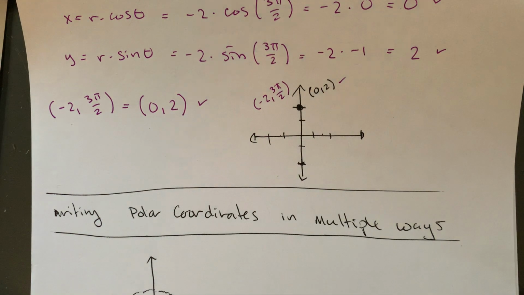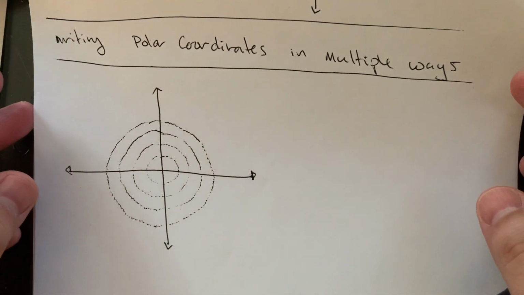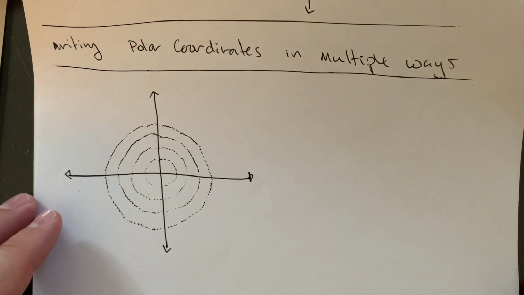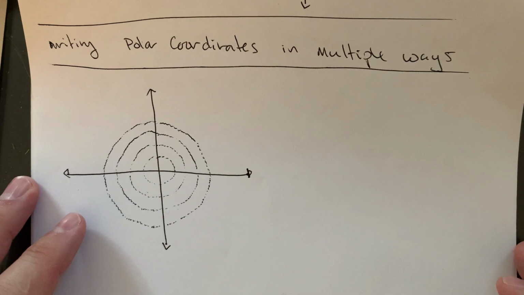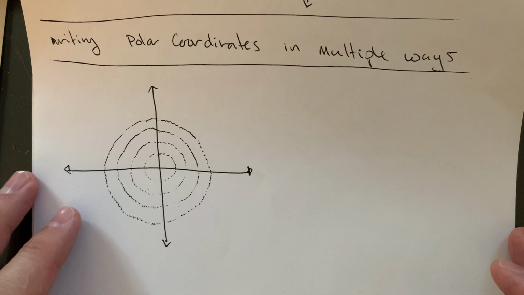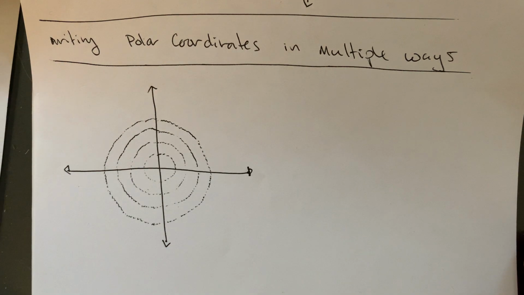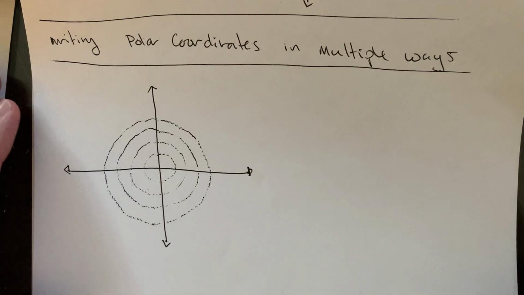And that opens up this idea that in polar coordinates, you have a number of different ways that you can express a particular point. So I just want to talk for a few minutes about what you would do to get some of these different versions in the homework. They actually ask you to write the polar coordinates in multiple ways in some of the problems. So I just want to take a few minutes and make sure we've seen that.